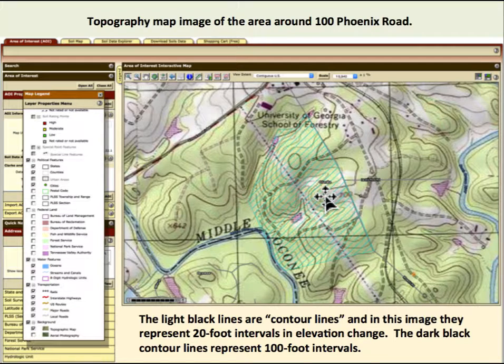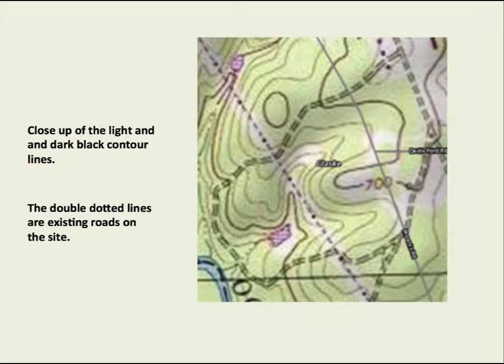Of course, that image is going to change as you move from one section of the country to the other. I provided a close-up here to show the dark contour lines, 650 and 700 feet, and then the 20-foot interval contour lines between those.